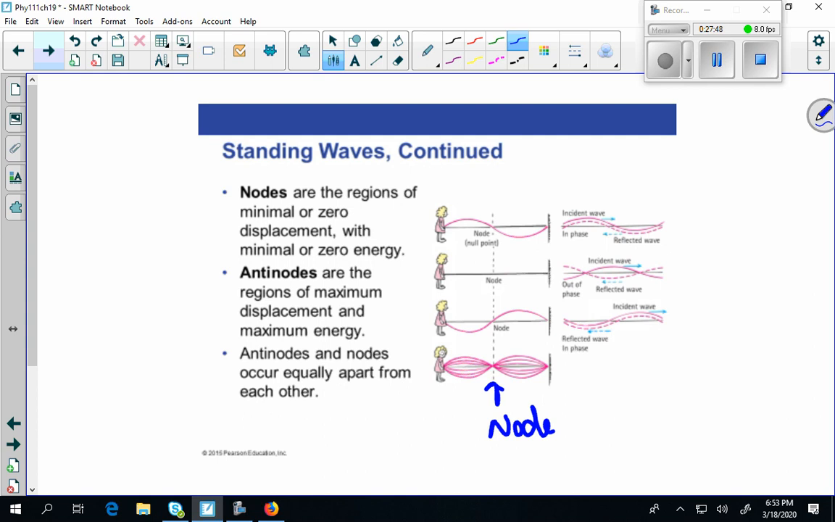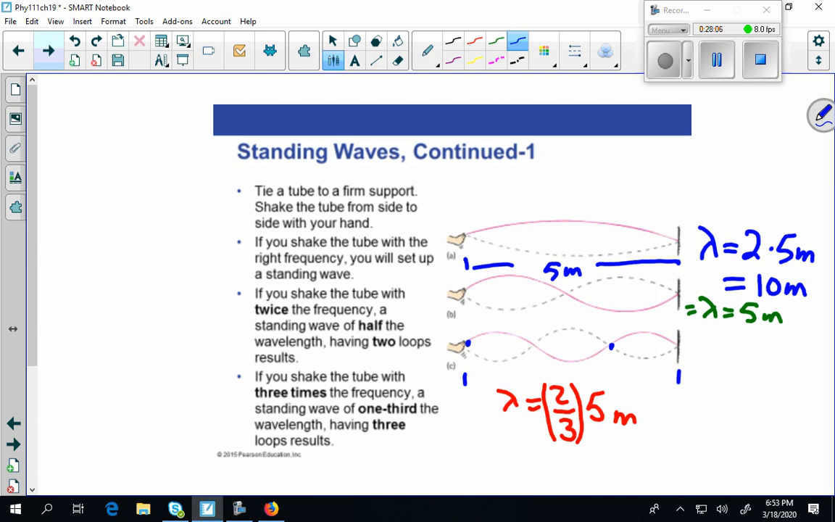It takes 2 loops to make one wavelength. 2 loops is one wavelength. Okay. Antinodes and nodes occur equally far apart from each other. And this is just an illustration again of a standing wave. So if we said from here to here is 5 meters, this would be your 2 loops. So your wavelength would be 5 meters.